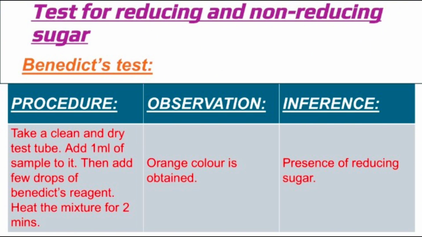Test for reducing sugar or non-reducing sugar: Benedict test. Procedure: take a clean and dry test tube and add 1 ml of sample to it. Then add a few drops of Benedict reagent and heat the mixture for 2 minutes.